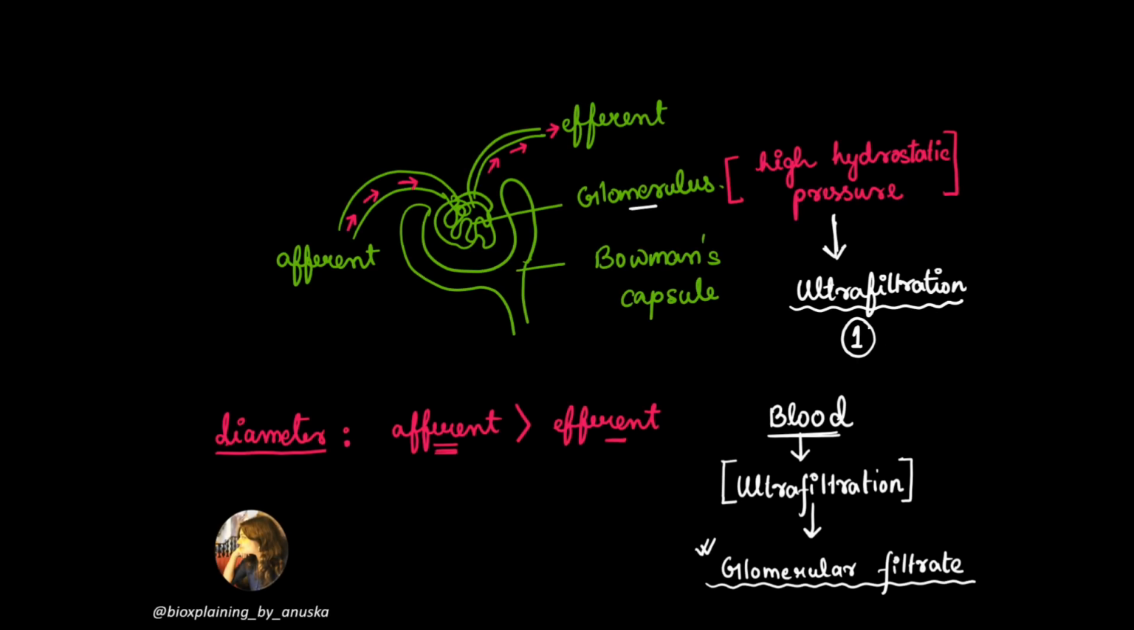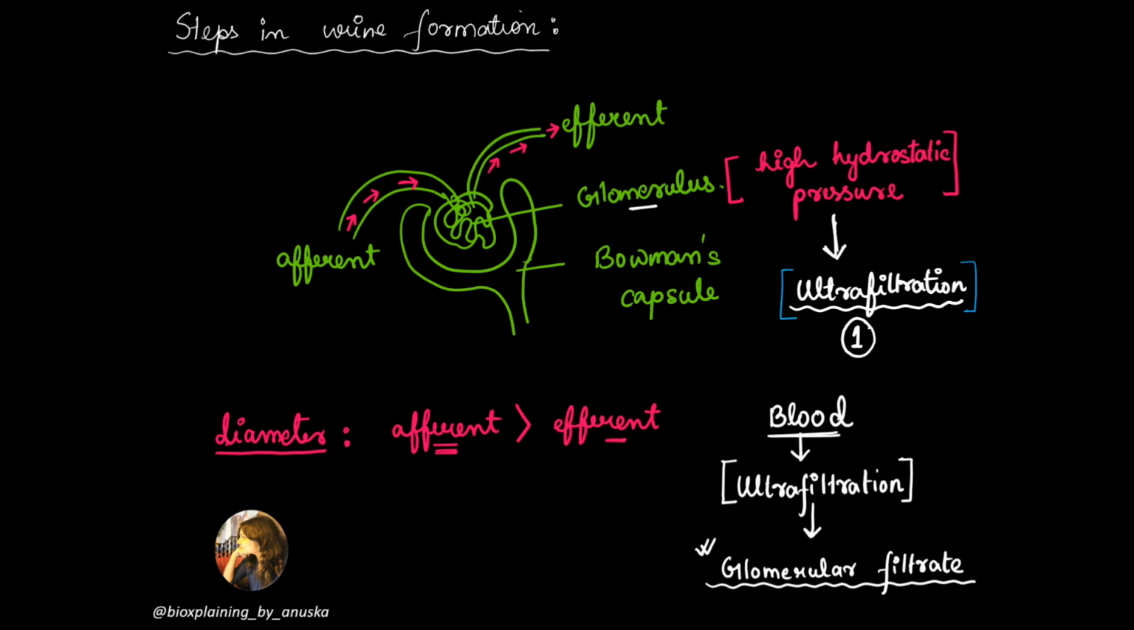So now let us get started with the steps in urine formation. There are mainly 3 steps that are followed in urine formation. We will have a look into them one by one. The first step that we are going to discuss is what we call ultrafiltration. So what is ultrafiltration? Let us understand that.